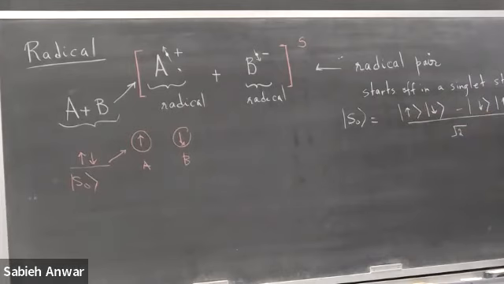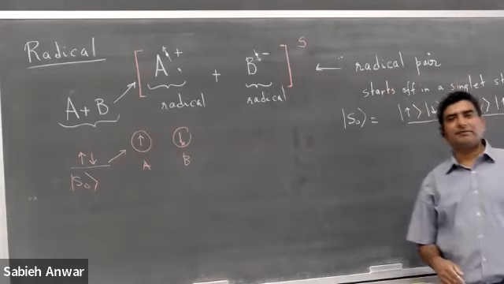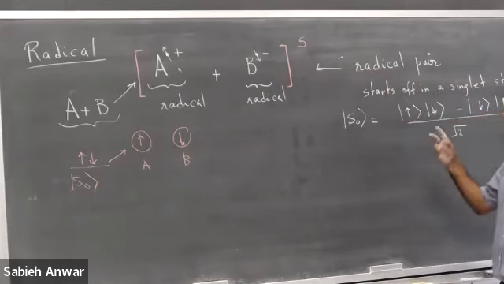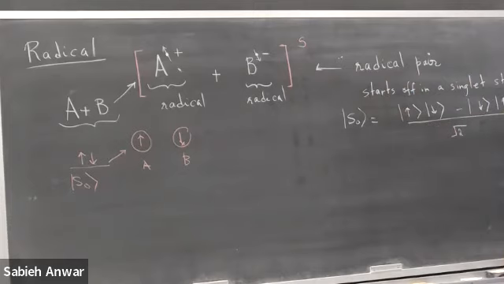And when you measure this wave function, it collapses. You either get this with the probability of 1/2, or you get this with the probability of 1/2. It's like opening the Schrodinger's box and collapsing the wave function. So now you have created a pair of radicals in which the two electrons are in a singlet state. Any questions?